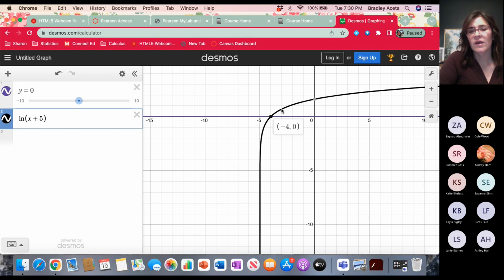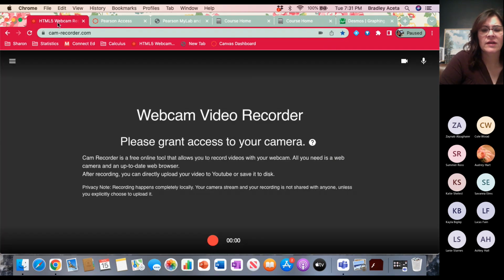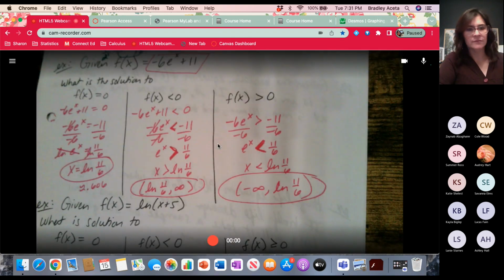And then where is it greater than? Where's the black line greater than 0? It's from -4 to infinity. And so let me just show you on the paper analytically what we're doing.